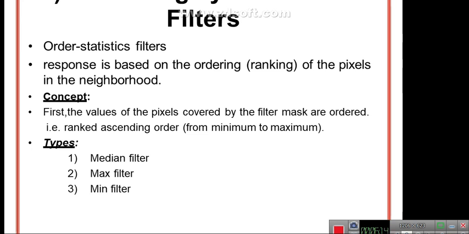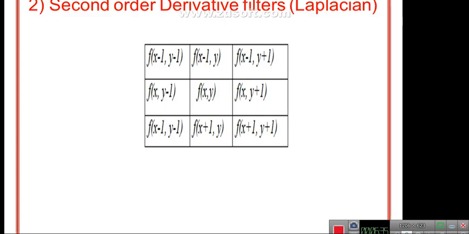And smoothing by non-linear filters is also called an order statistics filter. Here the values of the pixels covered by the filter mask are ordered, arranged in ascending order from minimum to maximum. Here three different filtering techniques are used for smoothing: the median filter, max filter and minimum filter.